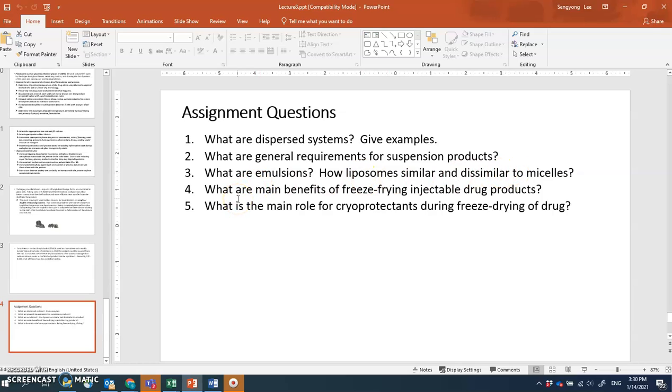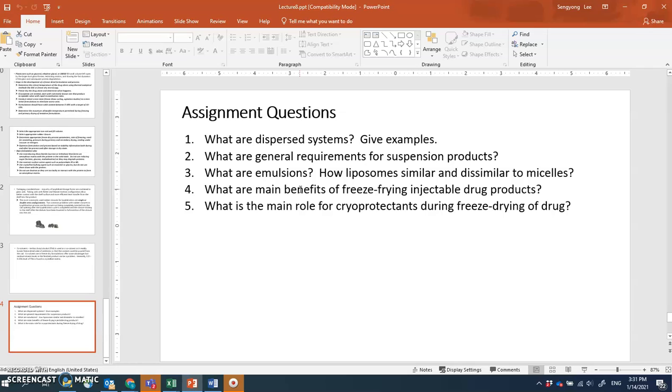What are the main benefits of freeze drying injectable drug product? Okay, first, by removing your water molecules from your drug, you will prevent hydrolysis, so you can have better stability during the shelf life. And then by removing water, overall the weight of your drug will be much less, so there will be less cost in the transportation, as well as the storage. Since it's better protected, you don't have to store your drug under maybe freezing or refrigerated condition. So there are a lot of benefits.